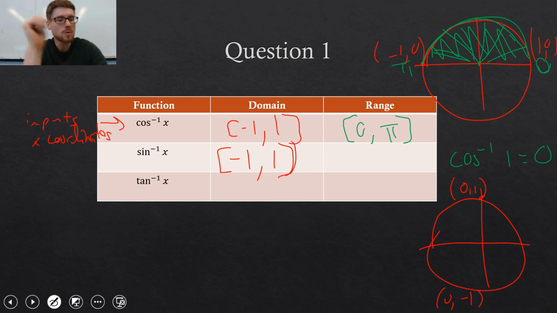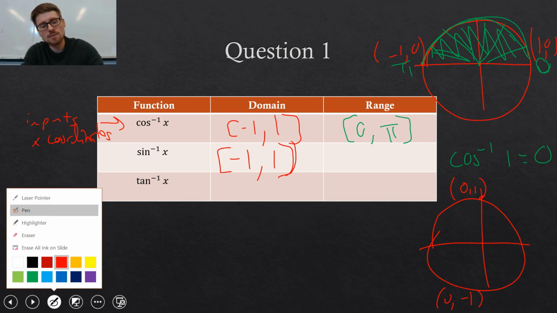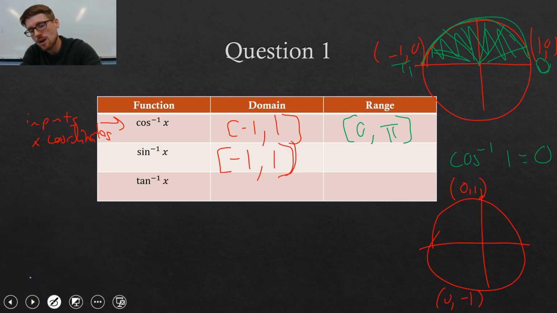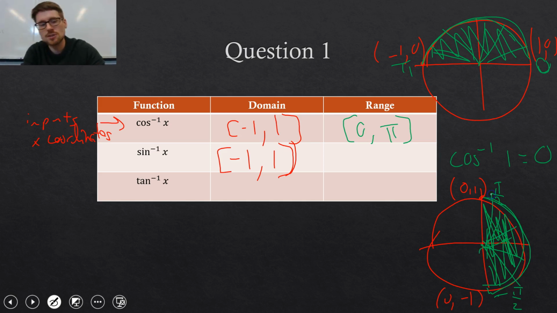The range for sine inverse is different from the range for cos inverse. Sine inverse's range is from -pi/2, -pi/2 is at the bottom, all the way to pi/2. So that's all these numbers, all these angles in the right half. So any of these angles can be answers to sine inverse. So it's only going to give you angles in quadrants 1 and 4.